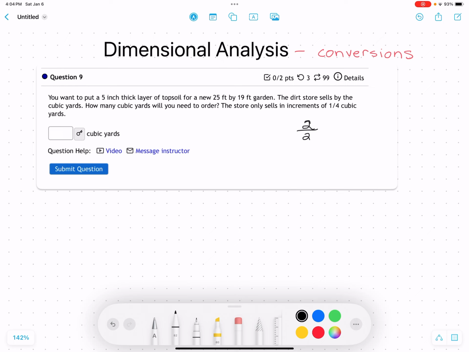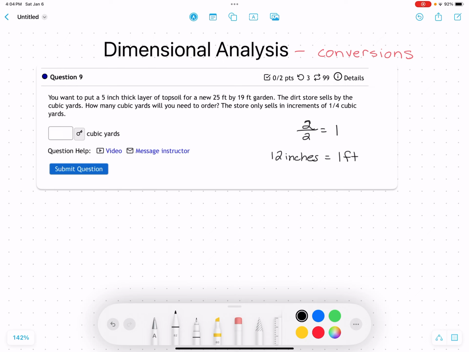And if I have 2 divided by 2, that is equal to 1 because it's something over the same exact thing. Did you know that I can also create ones that don't look the same? So for example, I know that 12 inches is equal to 1 foot.